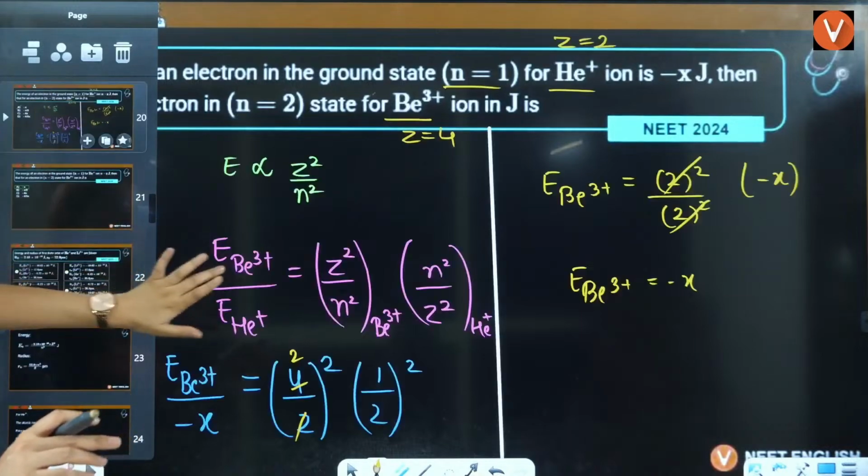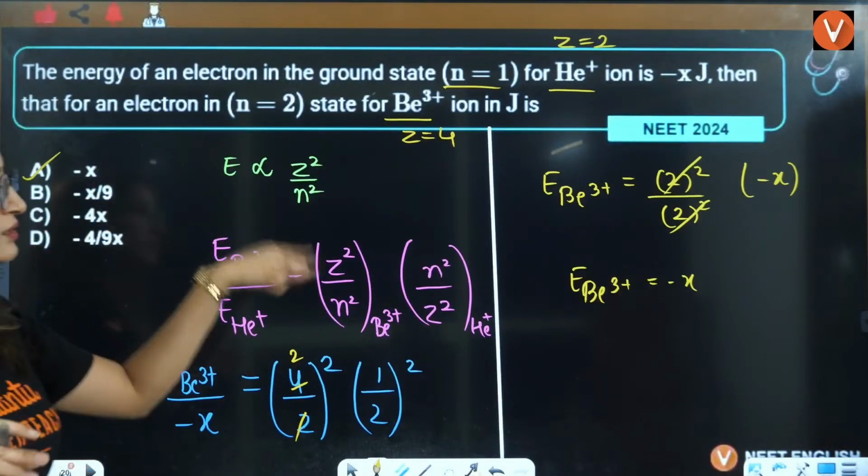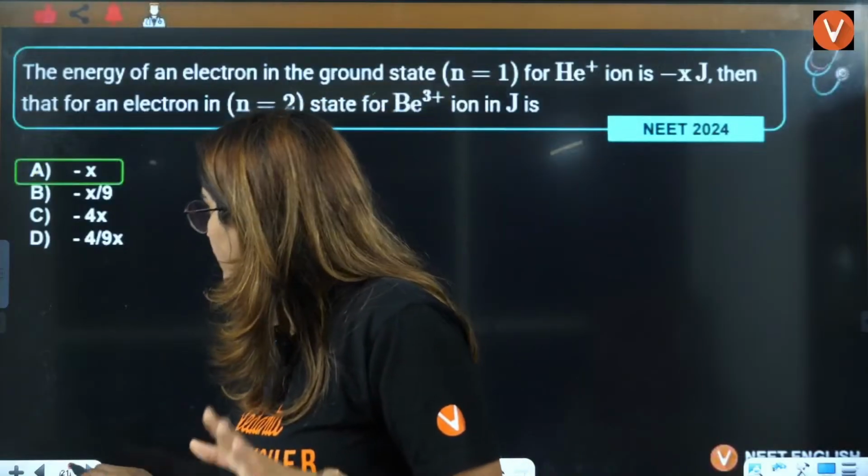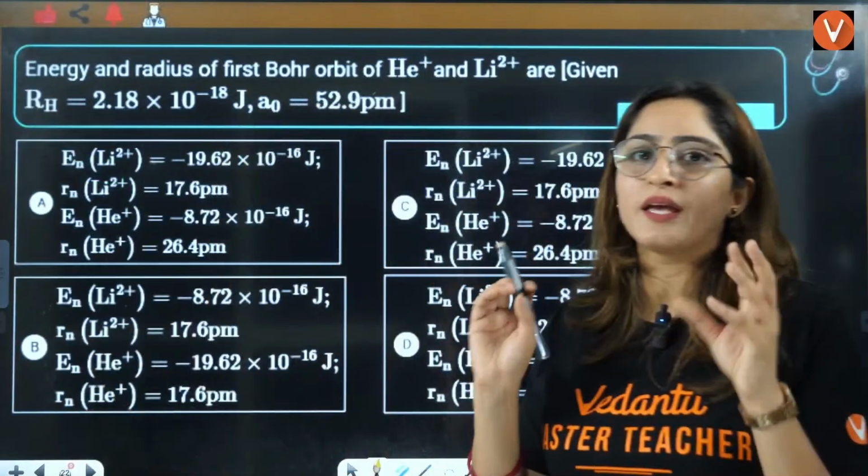This is a lengthy method. This is a simple method of solving it, right? The simple method is the direct method. Okay, that is a lengthy method. So we are going to see it as simple as we can make it.